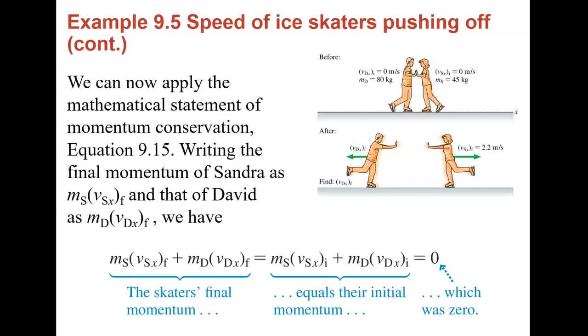So their final momentums have to be equal to each other because the total momentum of the object is zero. Now, they're equal and opposite in direction because one's going to have a positive velocity, one's going to have a negative velocity.